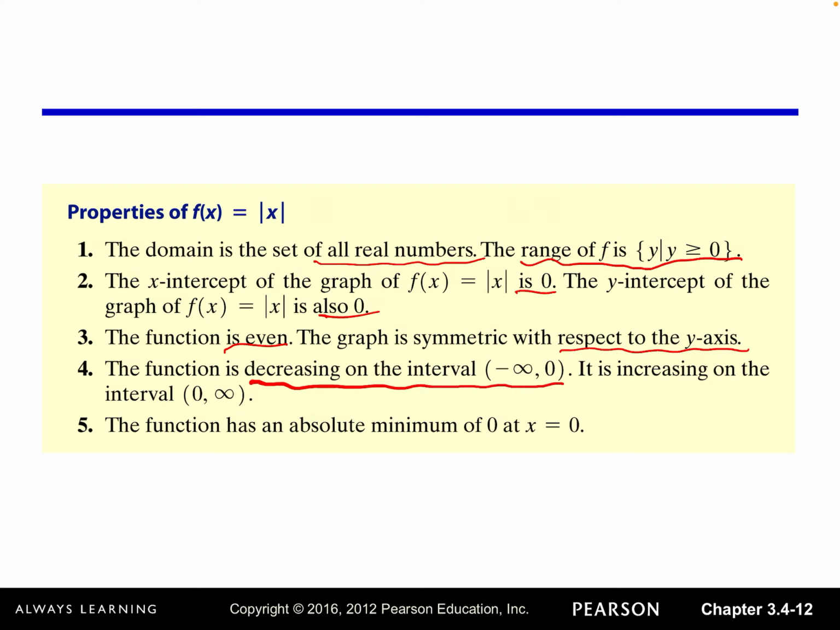Decreasing on the interval from negative infinity to 0, increasing on the interval 0 to positive infinity. And it has an absolute minimum. The absolute minimum value is 0. It occurs when x equals 0, right?